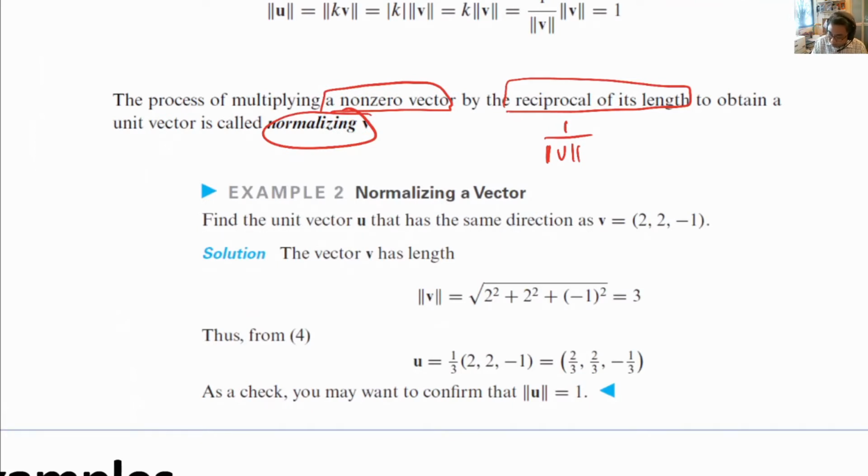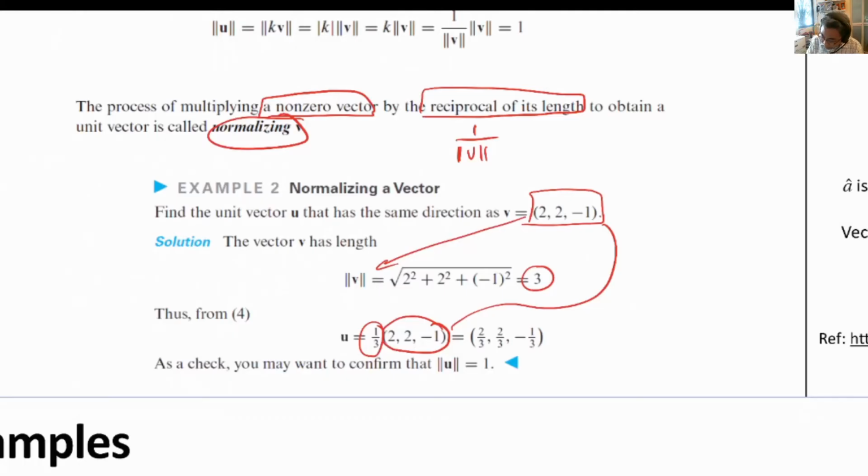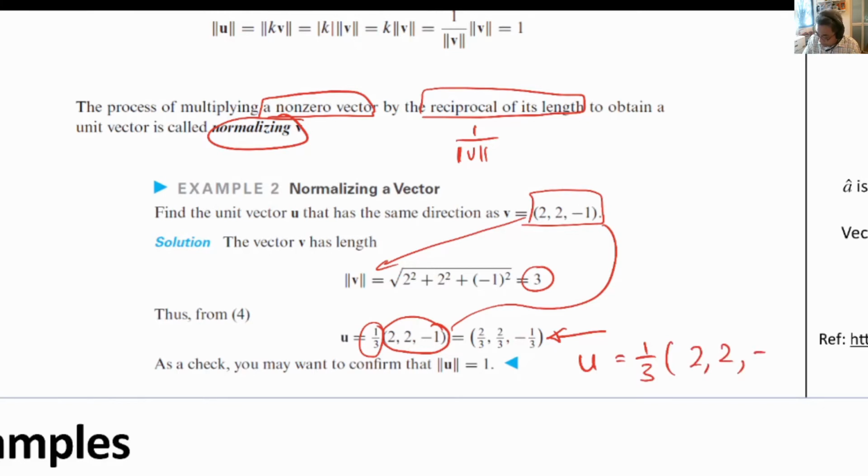We will find the norm. We will divide the vector v by the norm. Working through the example, what we will see is that the new value is this. The normalized u, the unit length vector of v, is equal to 1 over 3 times the original components of v. You should always also check that the norm of u is 1.